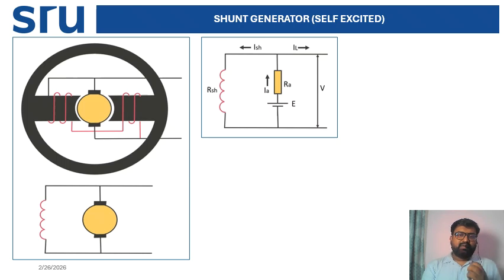Now come to the second type, because we already discussed separately excited. Then come to the self excitation. Self excitation, already I mentioned that both field and armature have one supply. Then come to the next, and in self excitation there are three parts. The first part we will discuss, that is your shunt generator. First, we will see the connection diagram. Then we will go into detail.